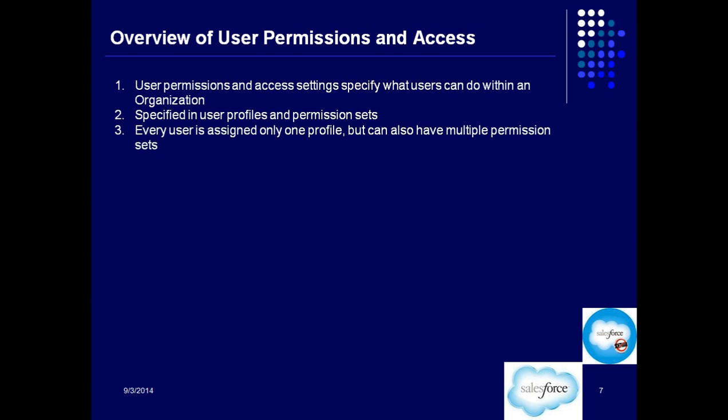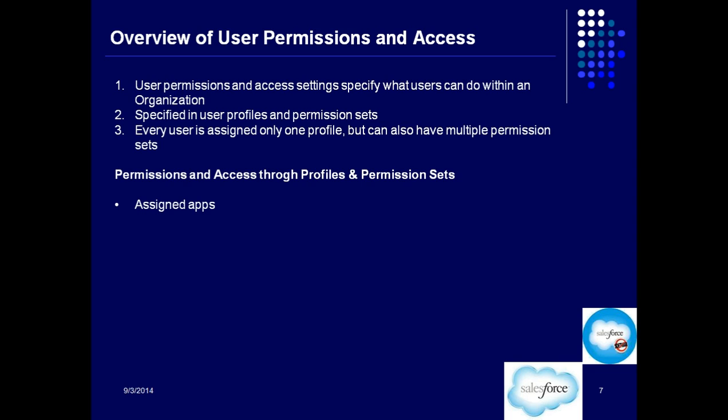Every user is assigned only one profile but can also have multiple permission sets. Profile will be one, permission sets can be multiple. So permission and access through profiles and permission sets. So what is controlled through this permission and access? Okay, what all things are controlled?